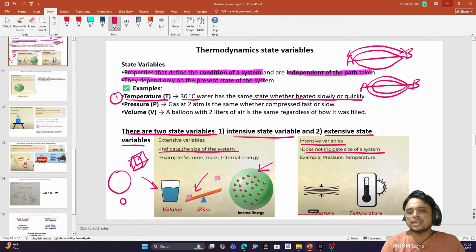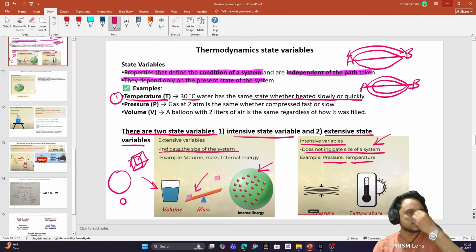Similarly, if we look into the detail of intensive variables, what are intensive variables? Intensive variables never indicate the size of a system. For example, just by the pressure and temperature you cannot assume the size of a system, right? It is impossible to determine the size of a system from them. So from pressure and temperature you can never assume the size of a system, right? So these are the state variables, the intensive and extensive state variables.